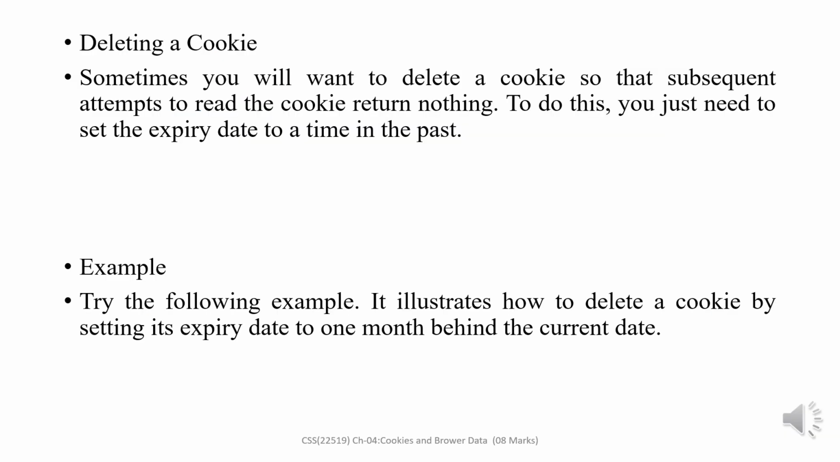Deleting a cookie. Sometimes you will want to delete a cookie so that subsequent attempts to read the cookie return nothing. To do this, you just need to set the expiry date to a time in the past. We will see one example of how to delete the cookie by setting the expiry date to 1 month behind the current date. For expiry, we set 1 month after the current date, and for deleting cookies we just set 1 month behind the current date.